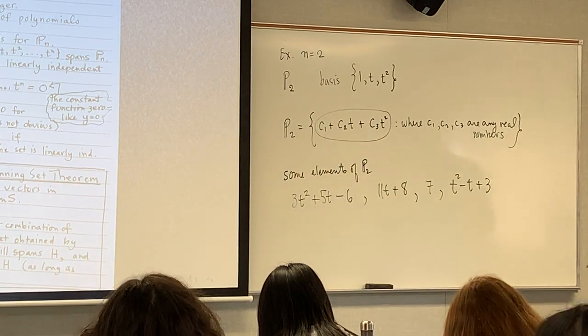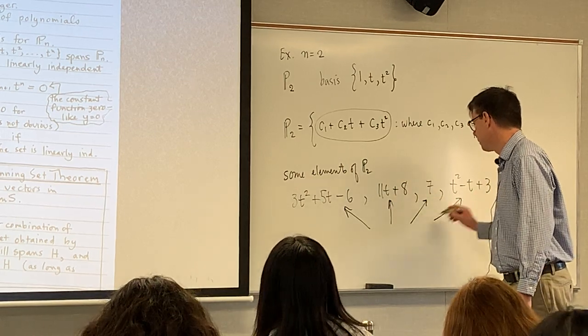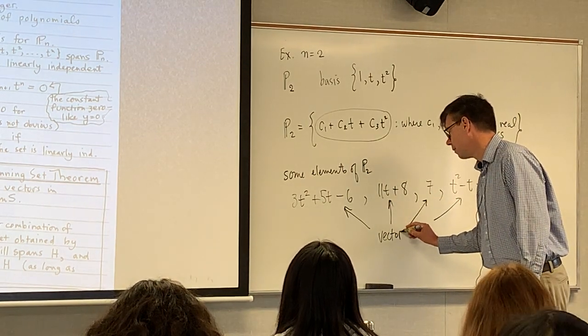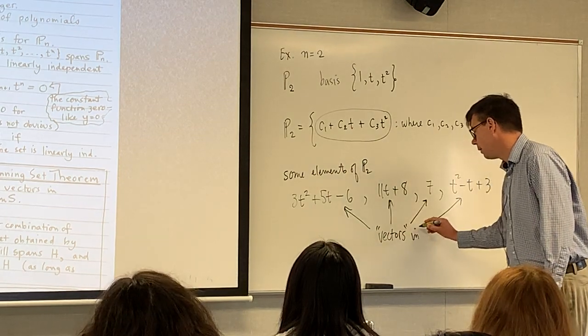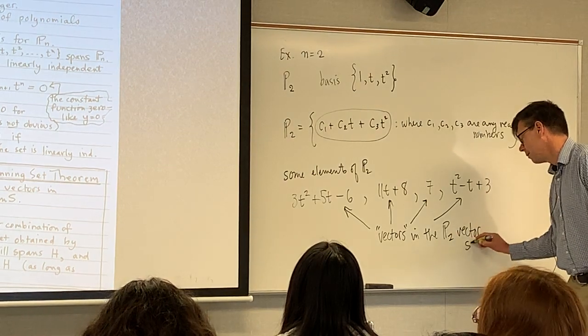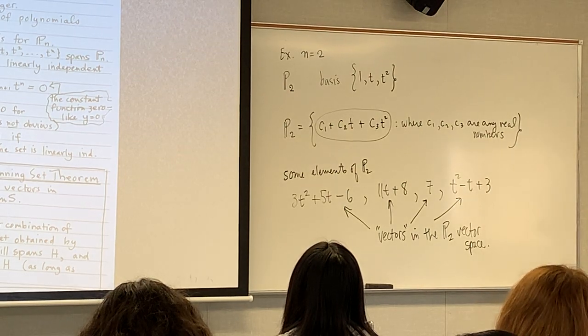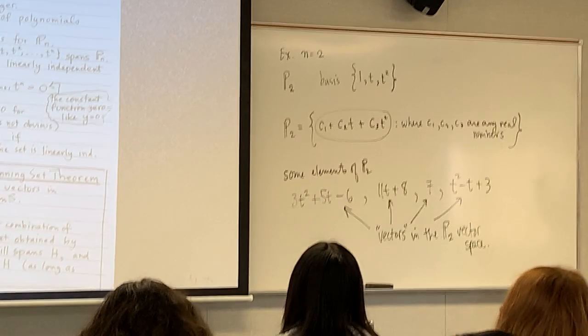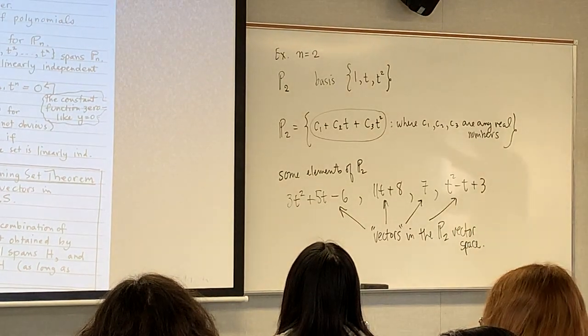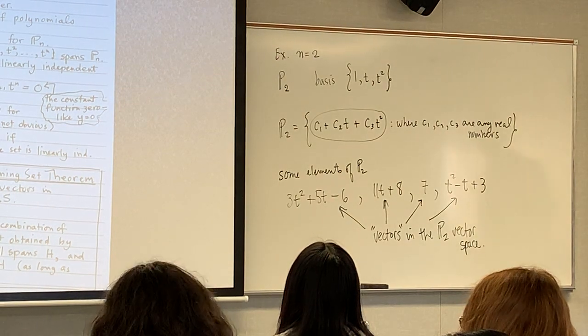So we actually think of these as vectors in the P2 vector space. Just those polynomials. And we could define P3, P4. You have to have a specific n value in mind. When we write that Pn notation, we're just trying to describe all these possibilities at once.